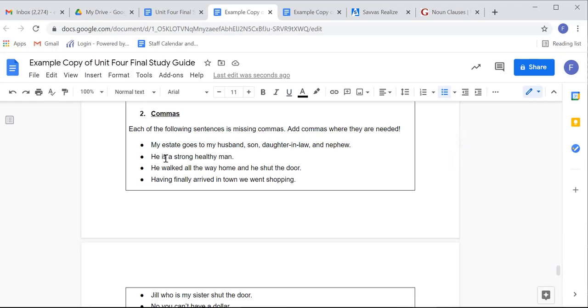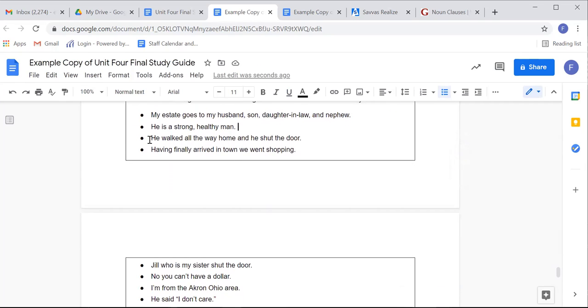Second sentence, he is a strong, healthy man. I should have a comma after strong because here I have two adjectives in a row, strong and healthy. So that's rule 5. I need to separate those with a comma. He walked all the way home and he shut the door. This one is going to have a comma after home. It's rule 1. I have a conjunction here, and so I need to have a comma before it.